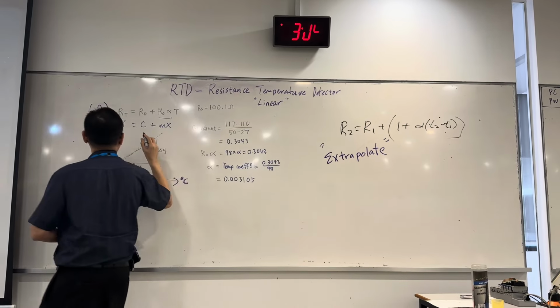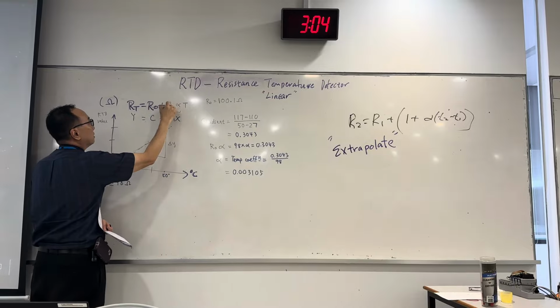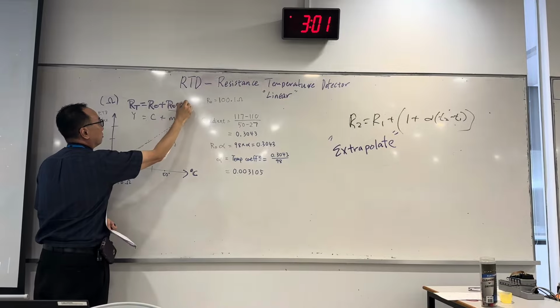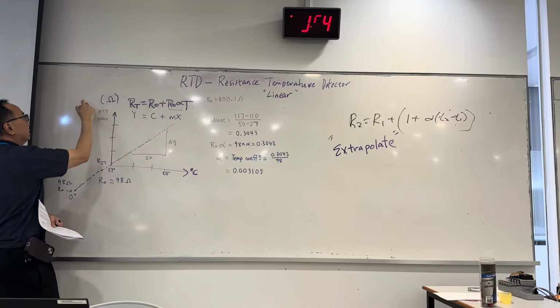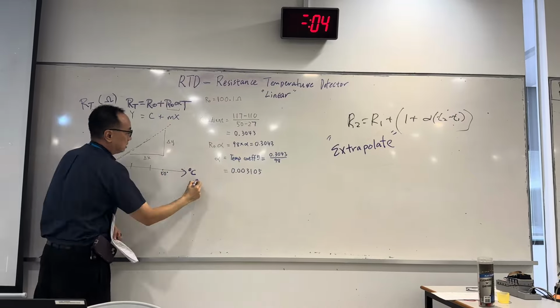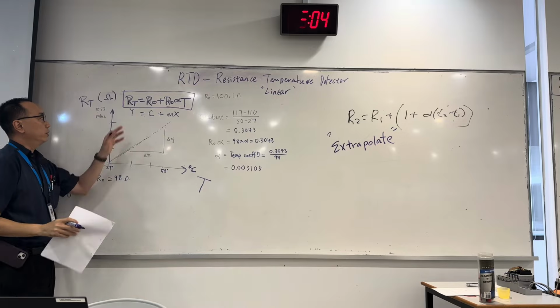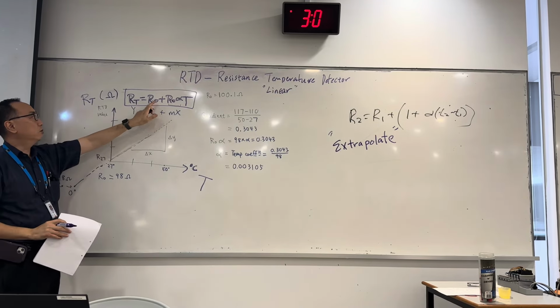But in this RTD, there is a relationship also. This is called RT. There's this thing called R0 plus this. I hope you all can remember. Now we are talking about RT versus temperature T. So this is like your y-axis, this is your x-axis. This relationship is given to us because it is a linear equation. Now, there's this thing called R0. So what is this R0?